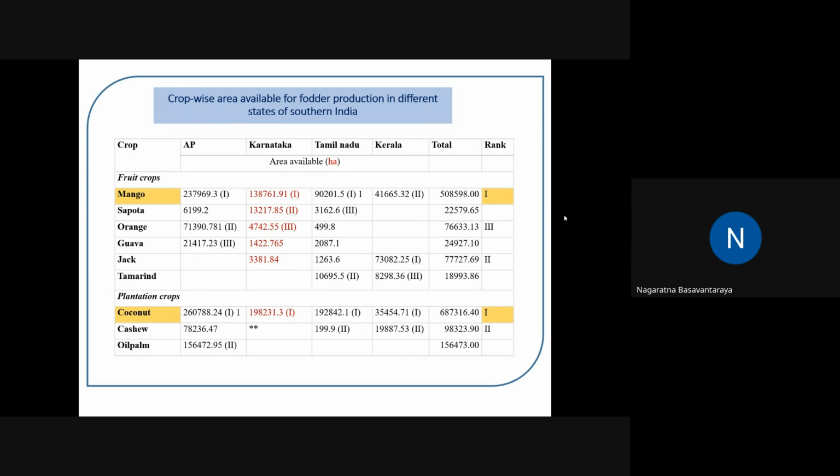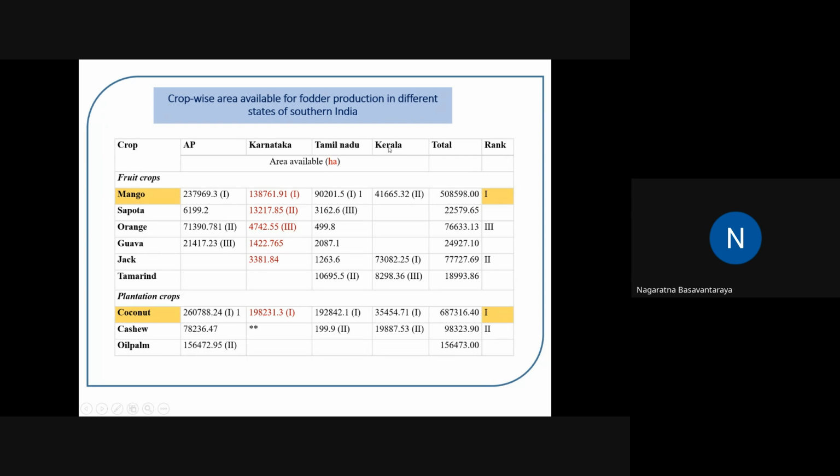The crops I have listed are grown in the southern part of the country, because I am located in the southern part and our jurisdiction is the southern part. So I have restricted this analysis only to the southern part of the country. Here you can see that the largest interrow space area is available in Andhra Pradesh, that is, undivided Andhra Pradesh. That is followed by Karnataka, then Tamil Nadu and Kerala.